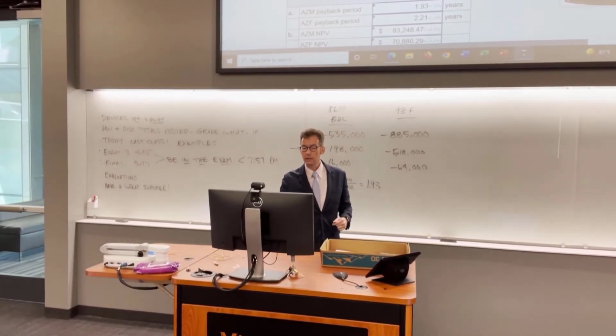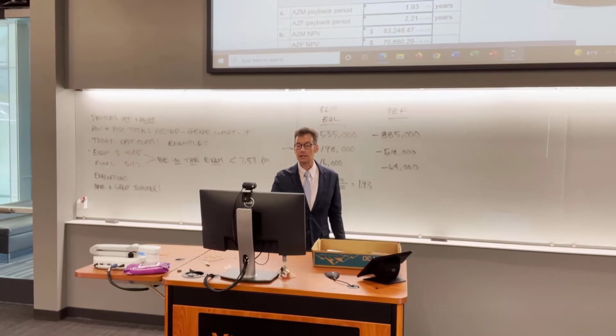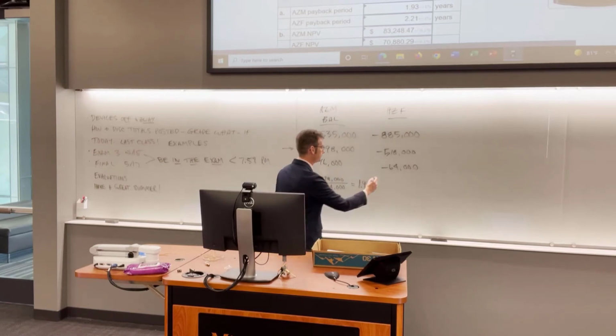So what are we going to do to get the cash balance at the end of year 3? Yeah, add 307,000. Boom, boom, boom, boom. Have we broken even? Yes.